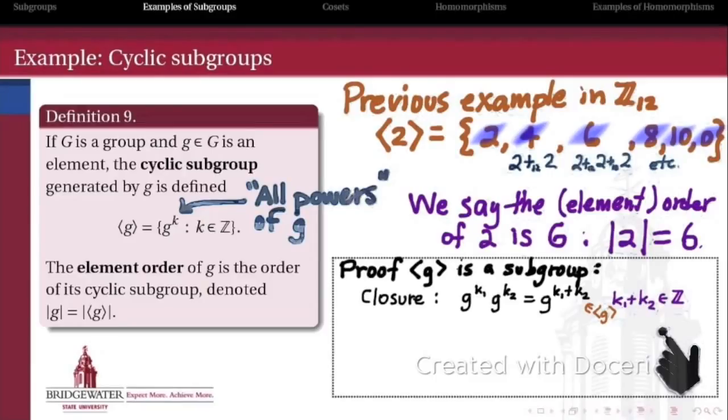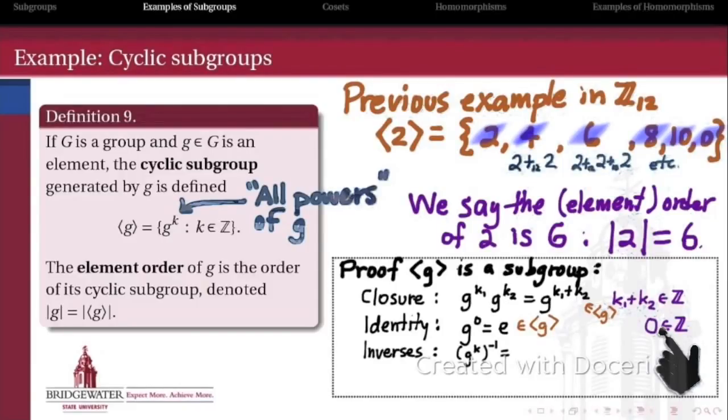So closure is verified. How about identities? How do we know that the identity of the group belongs to the cyclic subgroup? Well, the identity is just the 0th power of the element g, and because 0 is an integer, that implies that our identity belongs to the cyclic subgroup as well. And finally, what about inverses? Suppose I have an element g to the k. What is the inverse of g to the k going to be? Well, it's nothing other than g to the power minus k, and because for any integer k, minus k is also an integer, that implies g to the minus k belongs to this cyclic subgroup as well. So indeed, the cyclic subgroup generated by an element, in other words, the set of all powers of that element, does in fact form a subgroup of G.